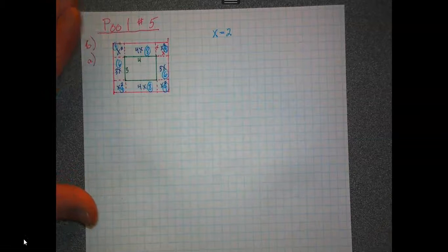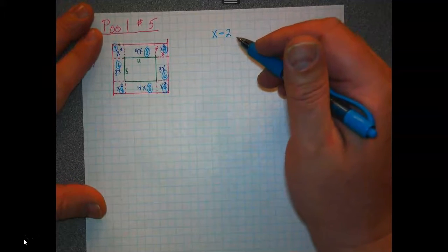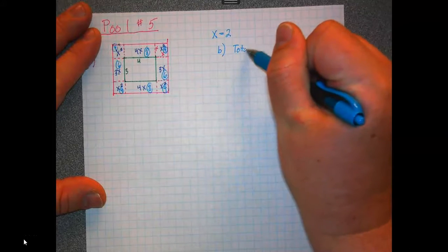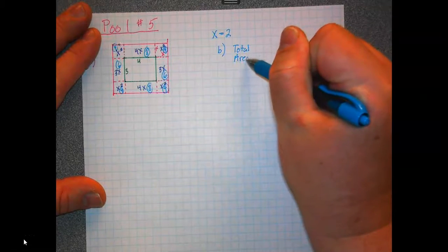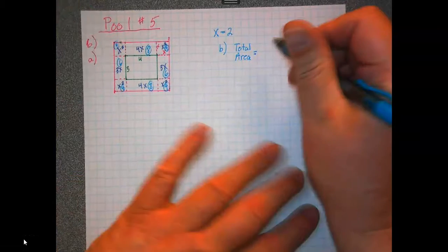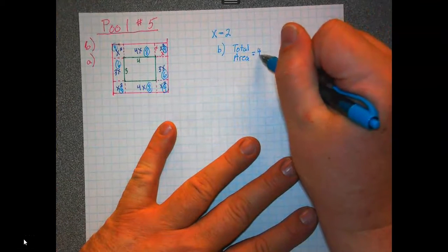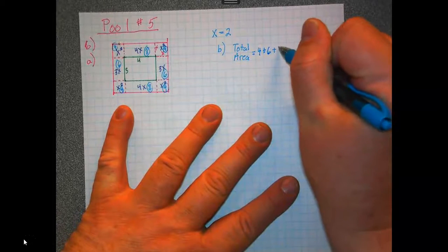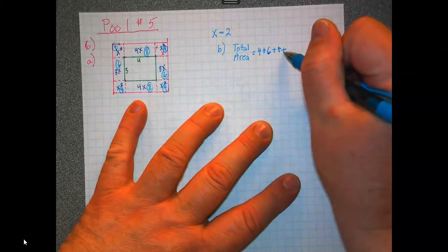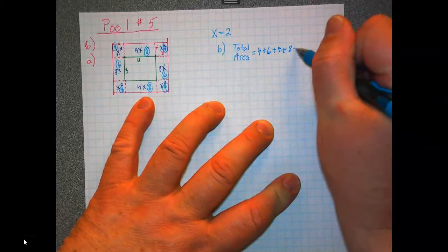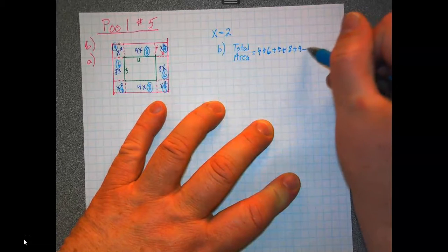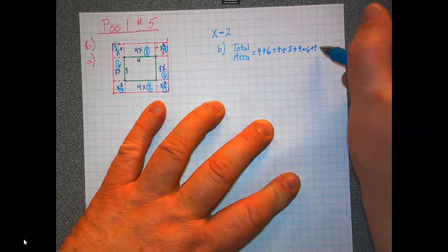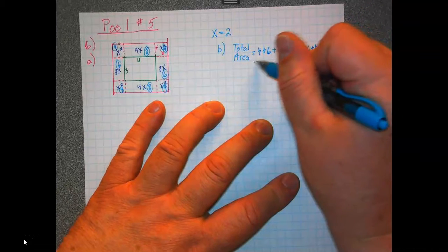Okay. All right. So question B. We need to find the total area. How'd you find the total area? What numbers? 4 plus 6 plus 4 plus 8 plus 4 plus 6 plus 4 plus 8. And what'd you get?